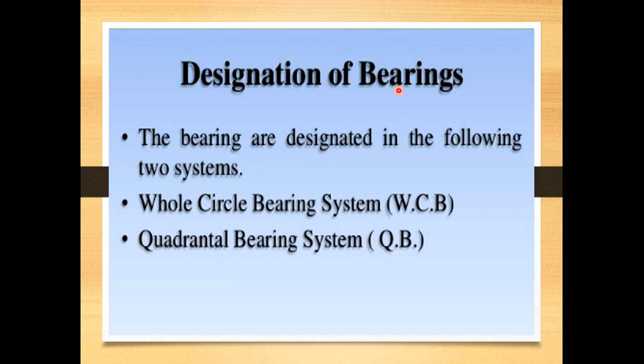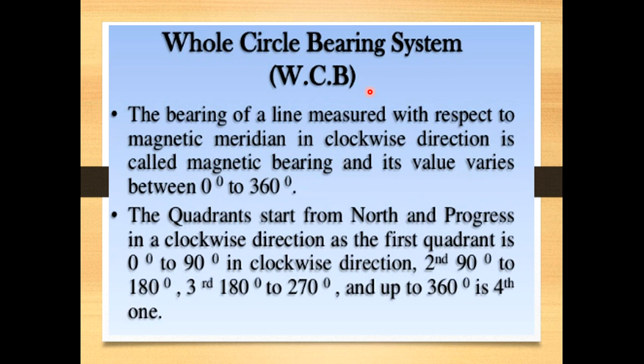Bearing means the angle made with the meridian line. The angle made between the meridian and the line of sight is known as bearing. The bearings are designated in the following two systems: whole circle bearing system, in short WCB, and quadrantal bearing system, QB. Okay, so first of all we will see the whole circle bearing system.